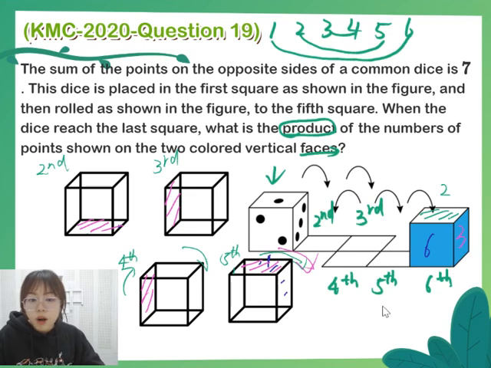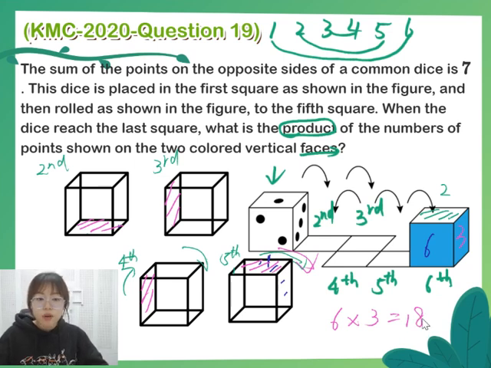So what about the product? 6 times 3, the product is 18. Okay, that's how we find it.